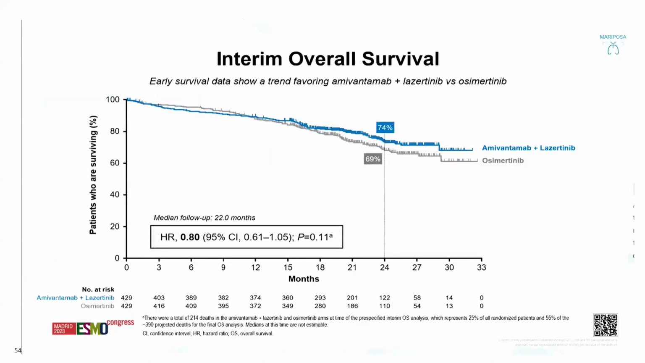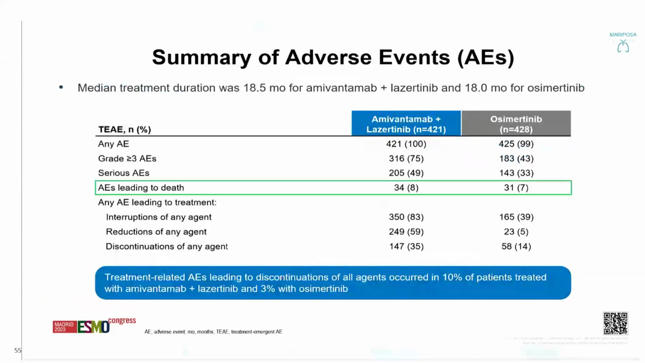Interim overall survival, again, at 24 months, is 74% versus 69%. The hazard ratio is only 0.80, but still it's significant. And the follow-up, if you see, is only 24 months. Maybe in the long term, we will see more data regarding this. Next slide. Adverse events leading to discontinuation of all agents occurred in 10% of patients in the combination versus 3%. It's slightly higher, but adverse events leading to death are 8% versus 7%. It's almost equivalent. Next slide.